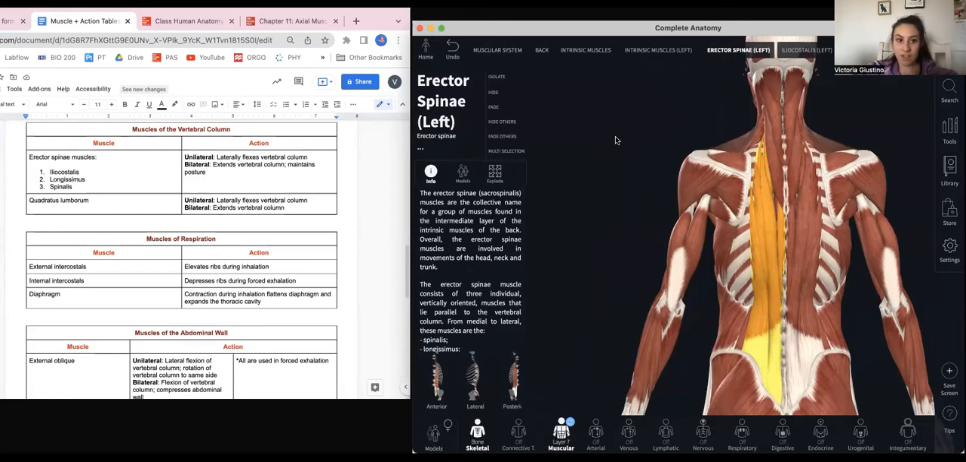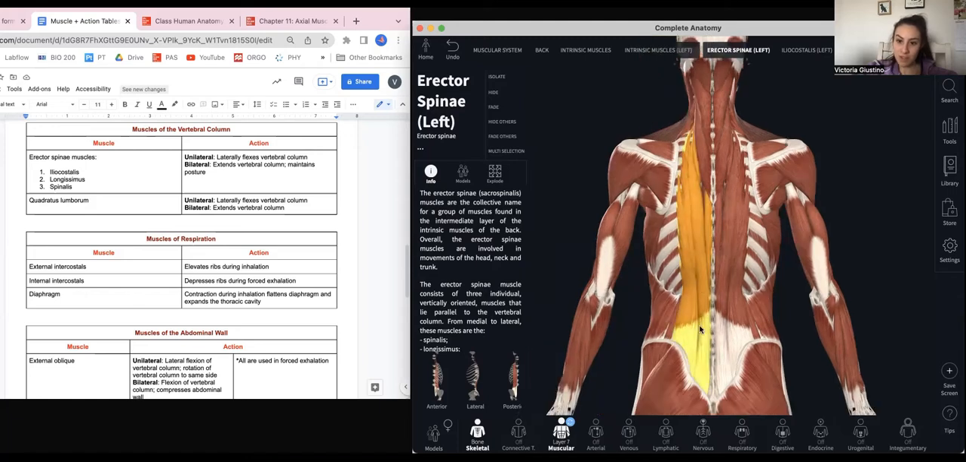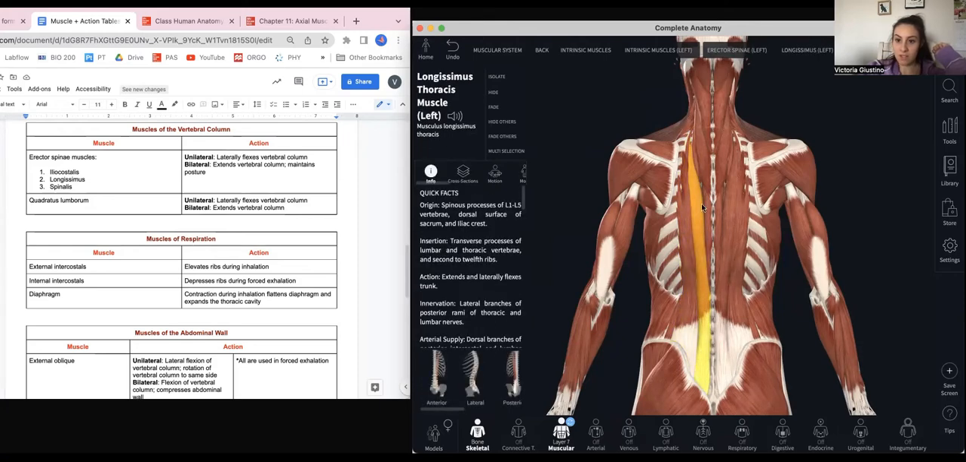Right, so now moving on to the muscles of the vertebral column, we talked about two different muscles, one being a muscle group. So first, the erector spinae muscles. Here are your erector spinae muscles on the left, and then here they are on the right. So your erector spinae muscles consist of three different muscles. Going from lateral to medial, we have first the iliocostalis, and then we get to the longissimus, and that's the middle muscle of the group.